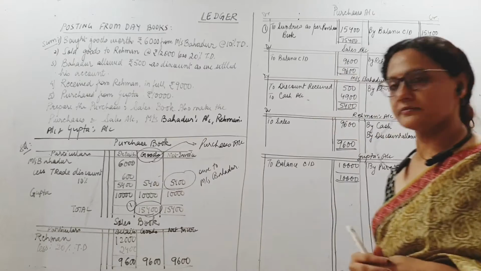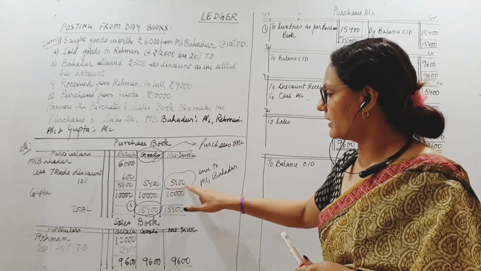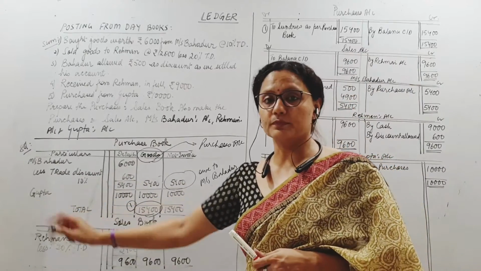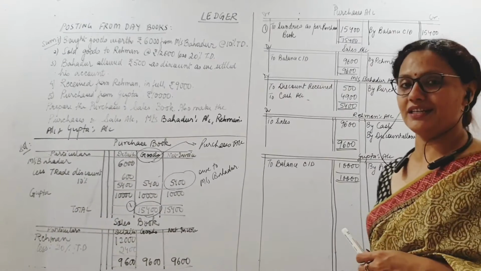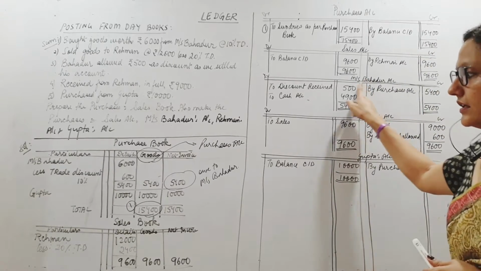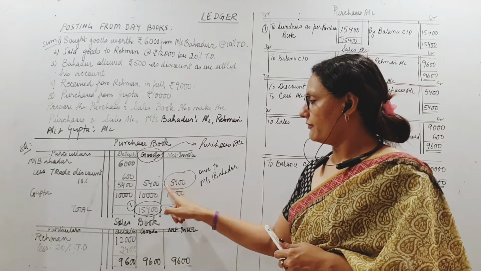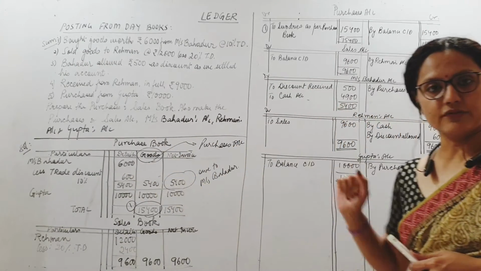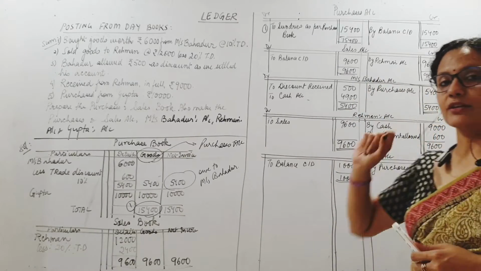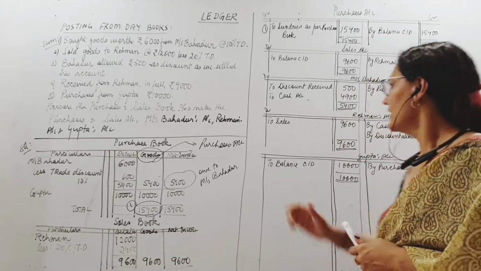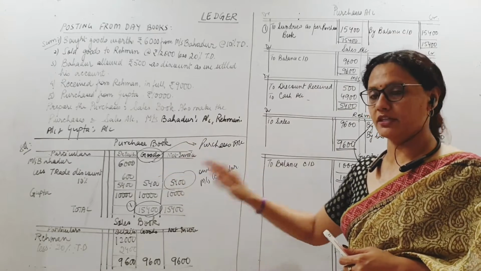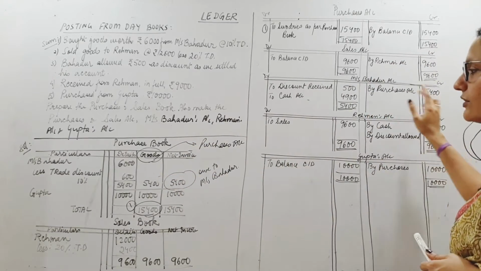Now what about this? This amount is relevant for Mr. Bahadur, and this 10,000 for Mr. Gupta. We need to show these individually in their accounts. Now if we see Mr. Bahadur's account, we need to pay 5,400 because I have purchased goods worth 5,400. So in Bahadur's account, I should credit it because Bahadur is my creditor. By purchases, correct? By purchases because we have purchased goods. And here I write 5,400.